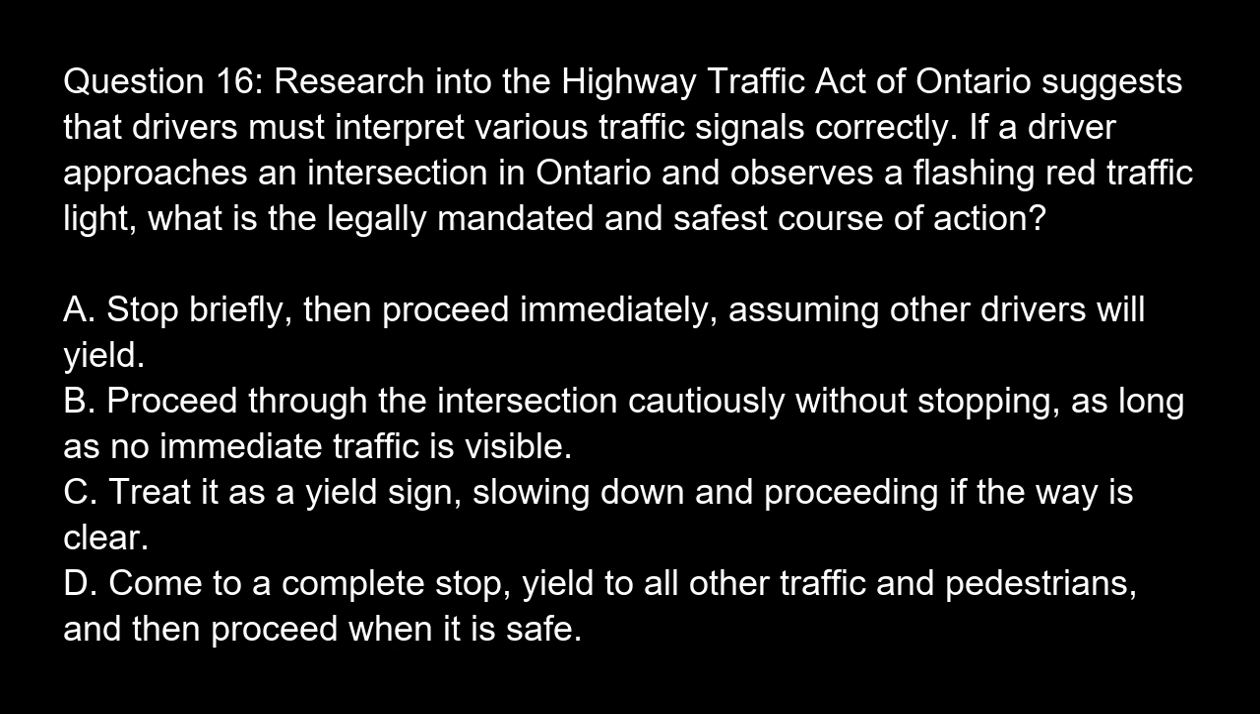Option A. Stop briefly, then proceed immediately, assuming other drivers will yield. Option B. Proceed through the intersection cautiously without stopping, as long as no immediate traffic is visible. Option C. Treat it as a yield sign, slowing down and proceeding if the way is clear. Option D. Come to a complete stop, yield to all other traffic and pedestrians, and then proceed when it is safe.